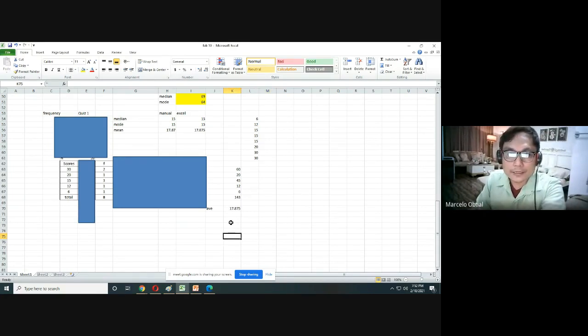Okay, so we're done. There's no shortcut sa Excel kapag given itong table. Kailangan nyo talaga i-analyze mano-mano. Okay? Next, average or mean.